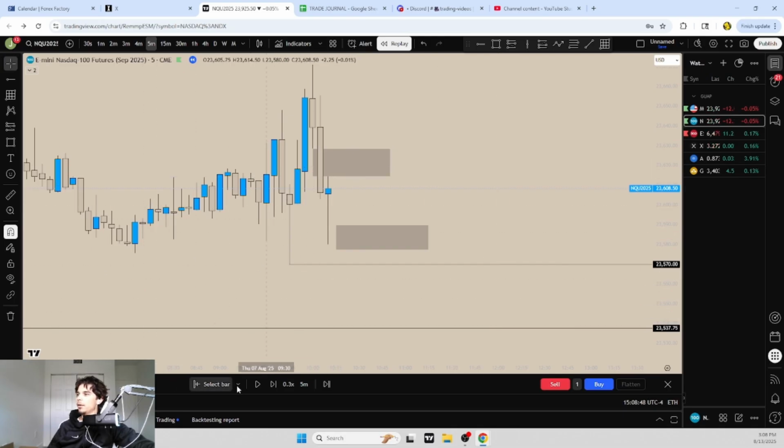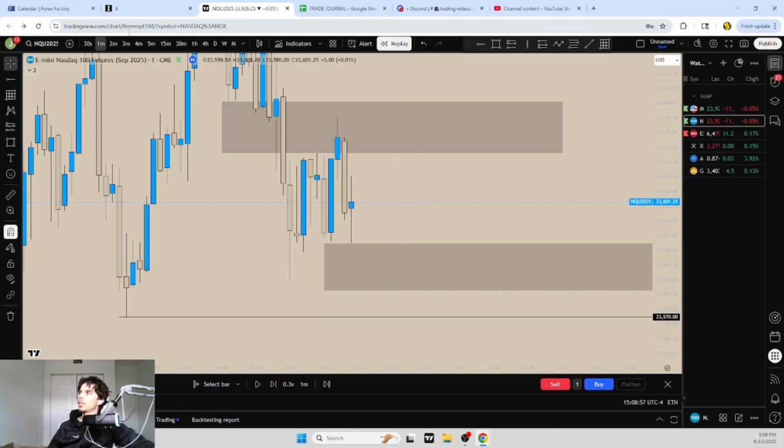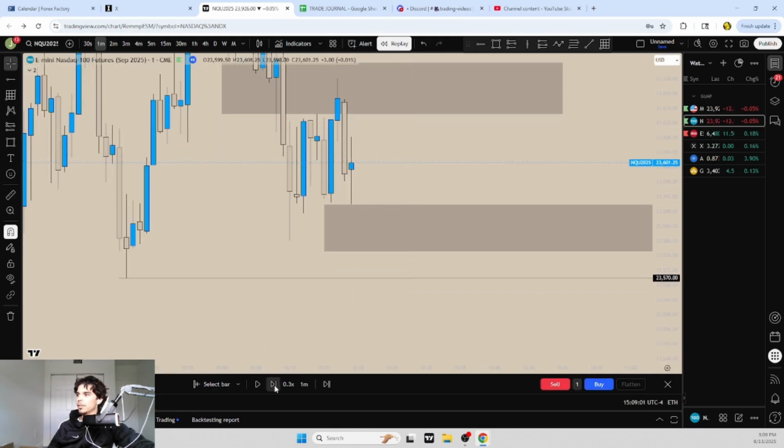So let's say we missed the first entry, right? Price comes up into here, but it kind of looks like chop a little bit. Don't see an inversion of any sort, right? You don't want to be trading the chop. Okay, we missed this entry too.